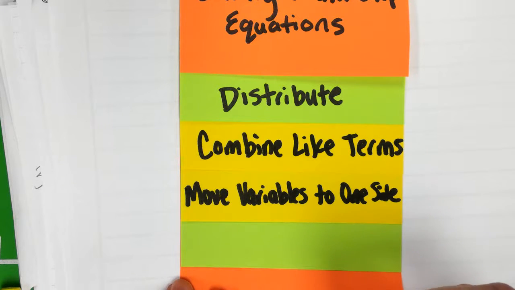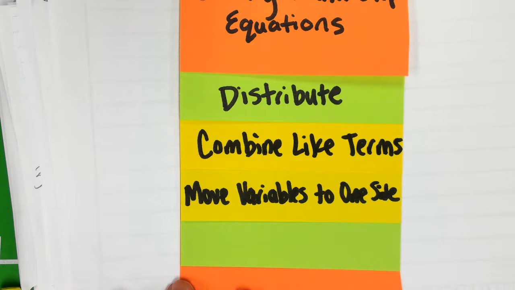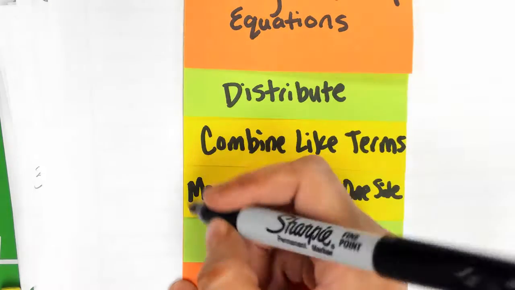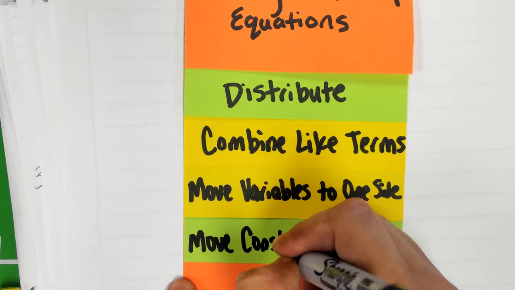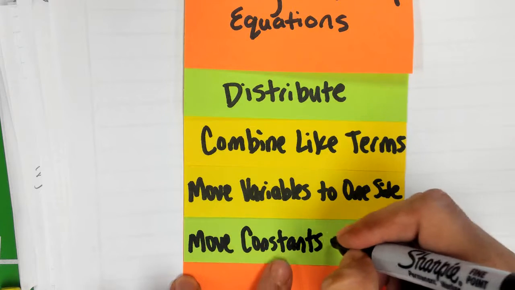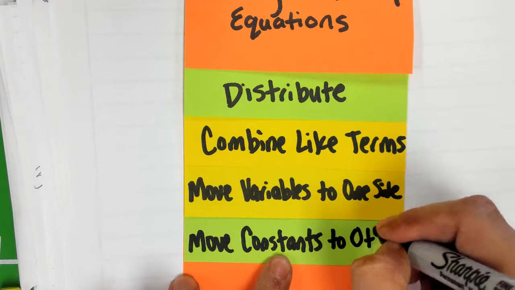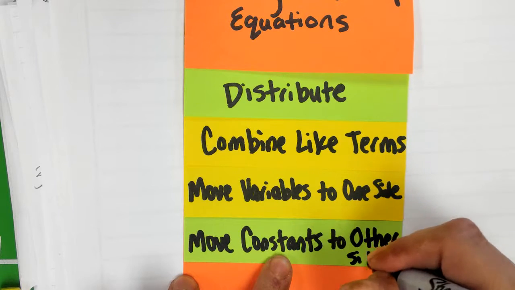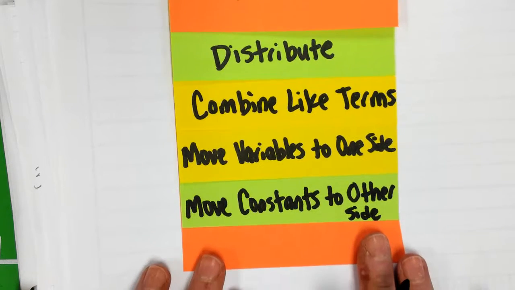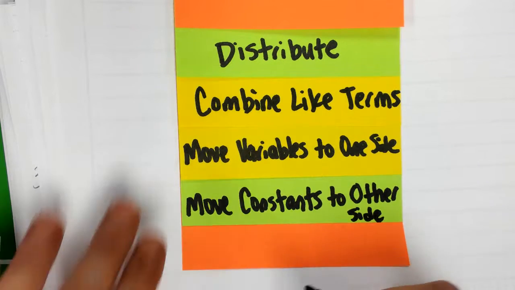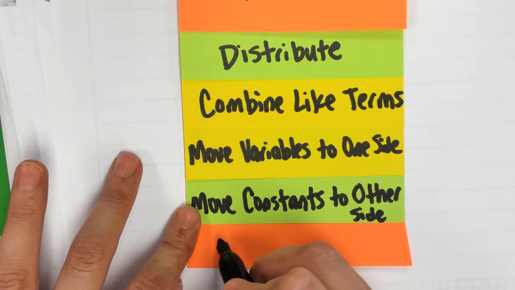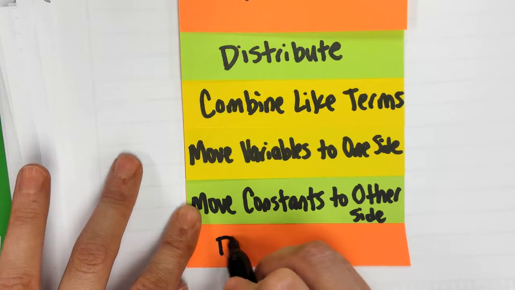Do y'all know what a constant is? A constant is a number that does not have a variable beside it, so like 4. A coefficient is a number that does have a variable beside it. And the last step is you're either going to divide or multiply. It depends on the problem.